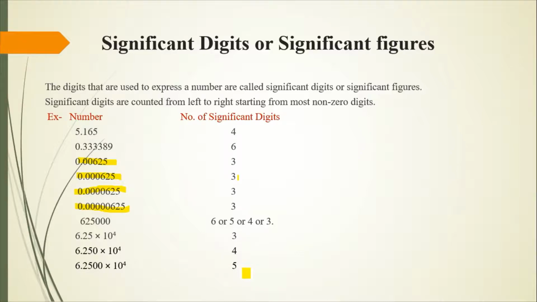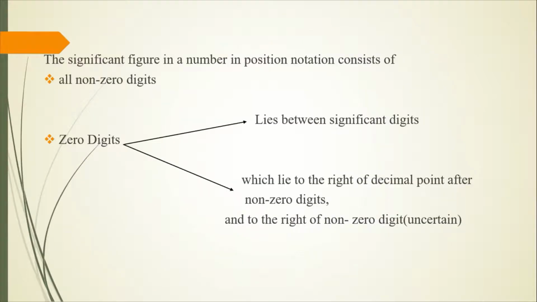So we can say that significant figures in a number in position notation consist of all non-zero digits, and 0 digits if they lie between significant digits, and zeros which lie to the right of the decimal point after non-zero digits. If 0 lies to the right of a non-zero digit, these zeros will be uncertain.